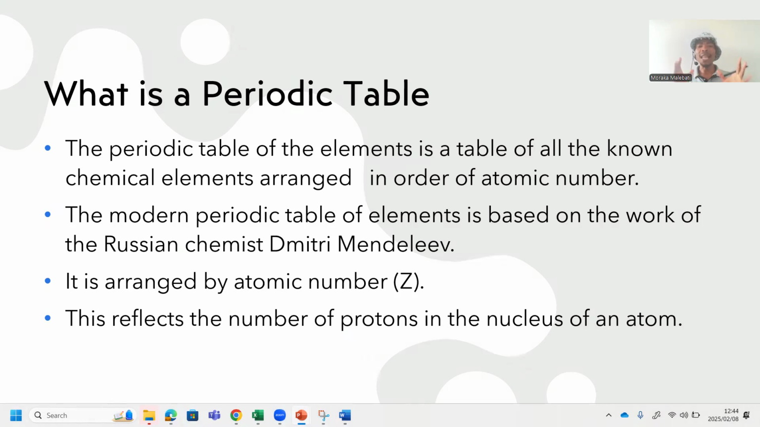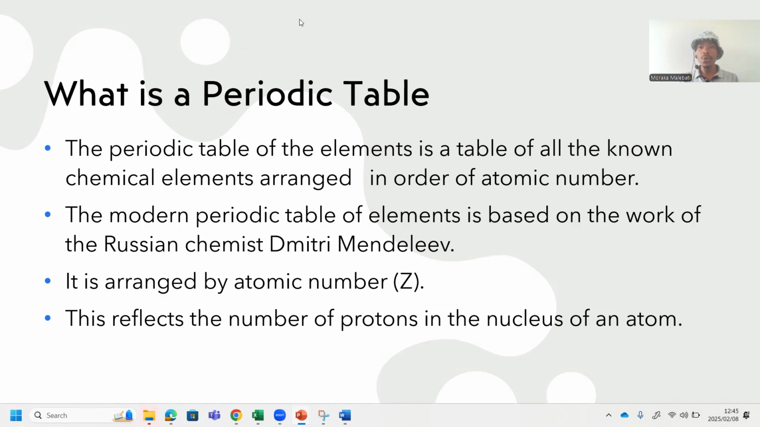So basically, like I said, the periodic table is a table of the known chemical elements arranged in the order of atomic number. The modern periodic table of elements is based on the work of the Russian chemist Dmitry Mendeleev, and it is arranged by the atomic number, which is just the number of protons. This reflects the number of protons in the nucleus of an atom.